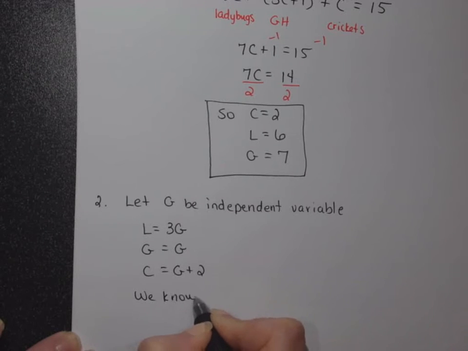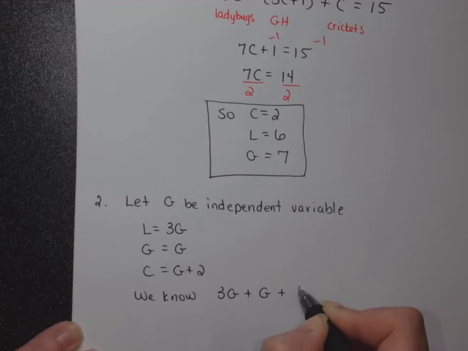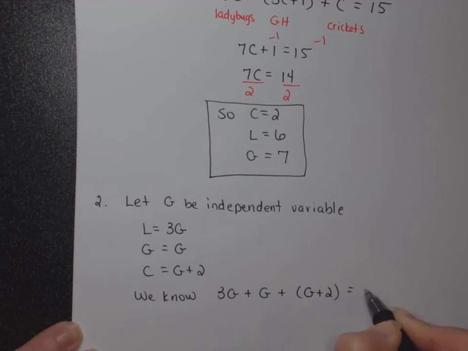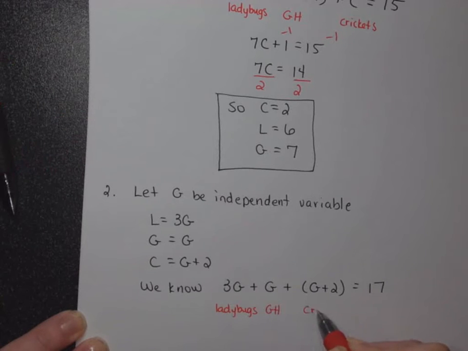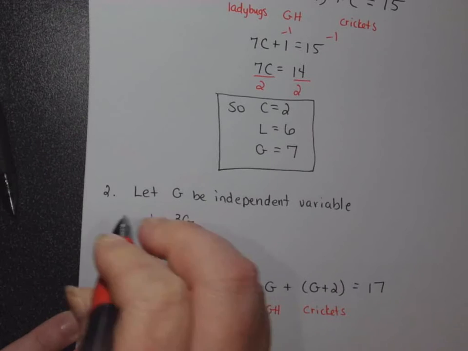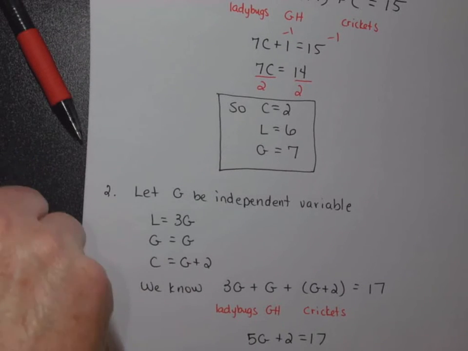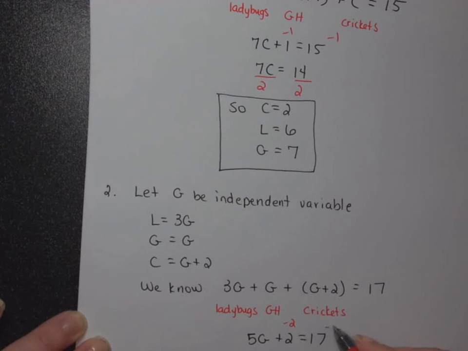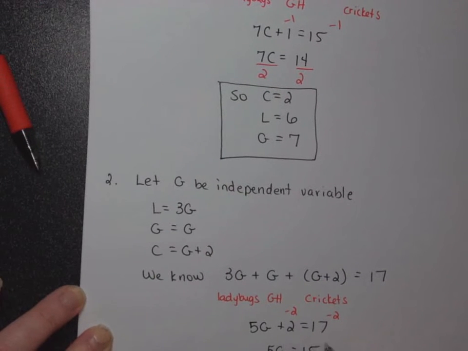So we know that together, in this one, they equal 17. So ladybugs, grasshoppers, crickets. Add like terms and we get 5G plus 2 equals 17. Subtract 2 from both sides. So 5G is equal to 15.